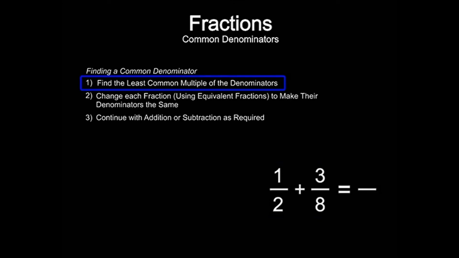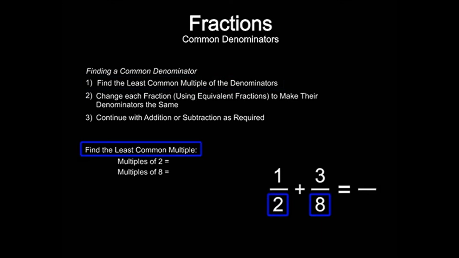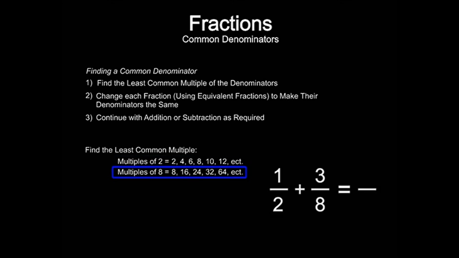First, find the least common multiple between the denominators 2 and 8. A multiple is a number that can be divided equally by another number. Multiples of 2 are 2, 4, 6, 8, and so on. Multiples of 8 are 8, 16, 24, and so on. In this example, the least or smallest multiple of 2 and 8 is 8.